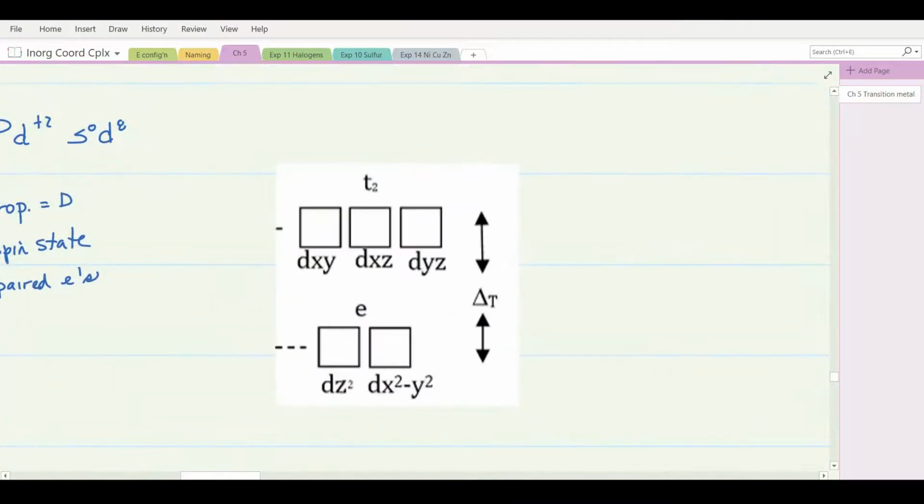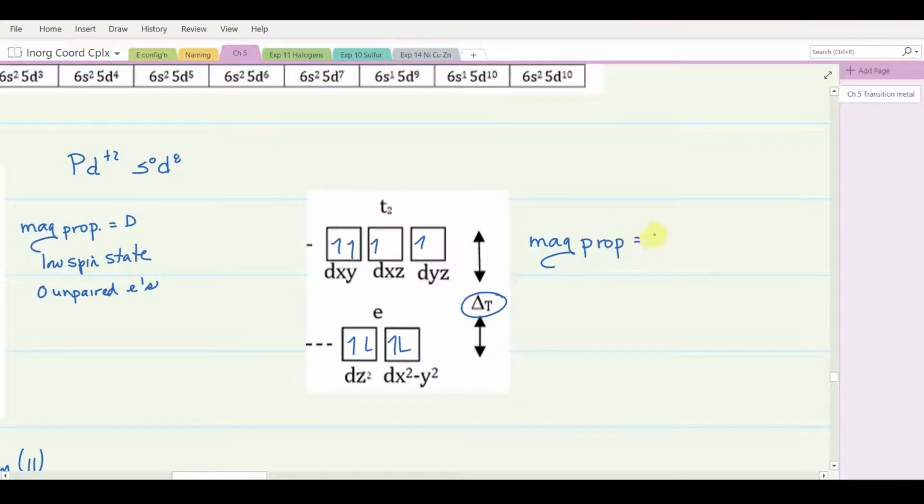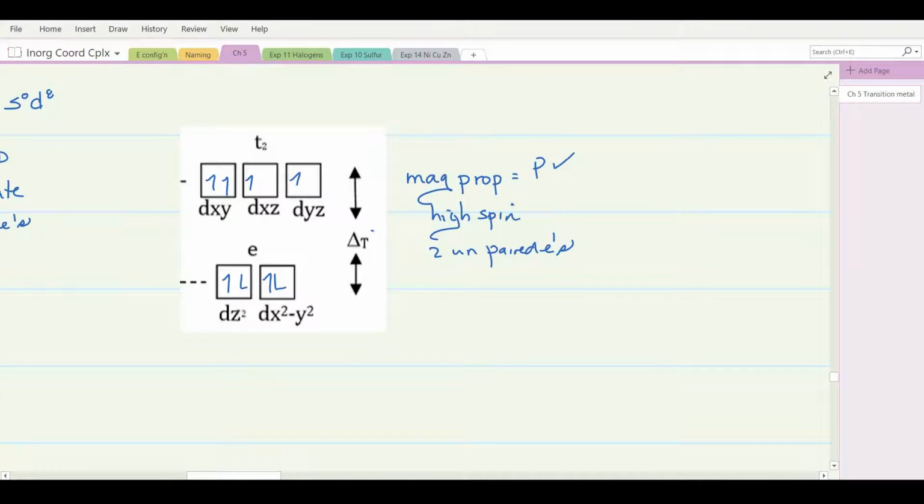Let's try the tetrahedral electron arrangement. 1, 2. Do we cross the gap? Yes. The tetrahedral field splitting energy is very small. 3, 4, 5, 6, 7, 8. The magnetic property for this is paramagnetic. All spin states are high spin states for tetrahedral arrangements. It has 2 unpaired electrons. So we can say that tetracarbonyl palladium-2 has a tetrahedral ligand arrangement.